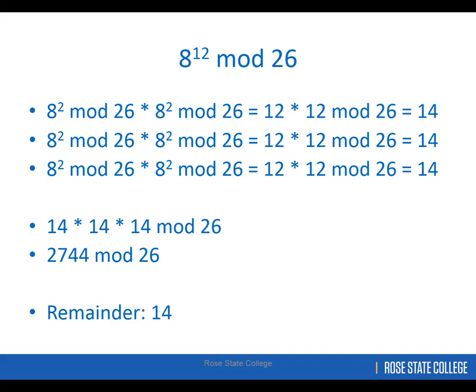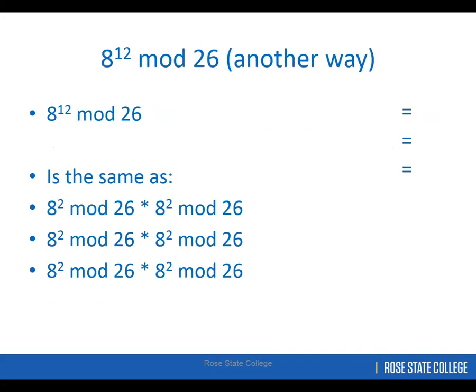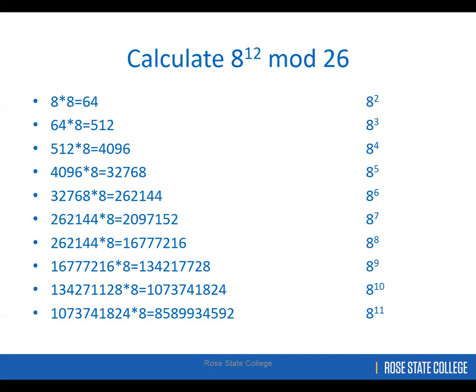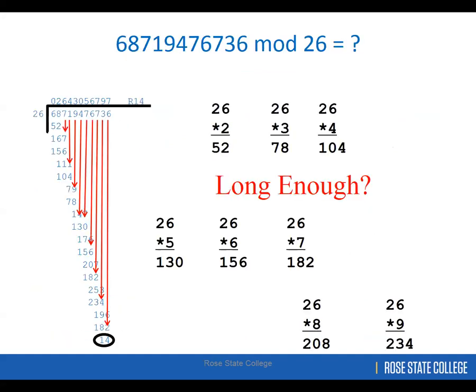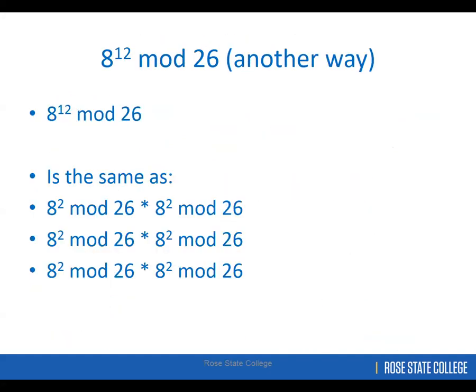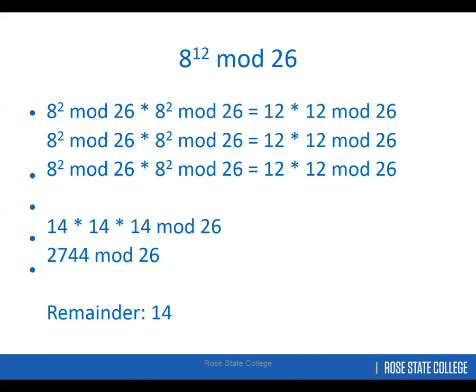Much easier to do this way. Rather than all this stuff over here, you can very easily figure out that 8 squared mod 26 ends up being 12. Y'all seeing that? Yes, maybe? You could do it. In the past, I used to make them all do it. So let's do 8 squared mod 26.